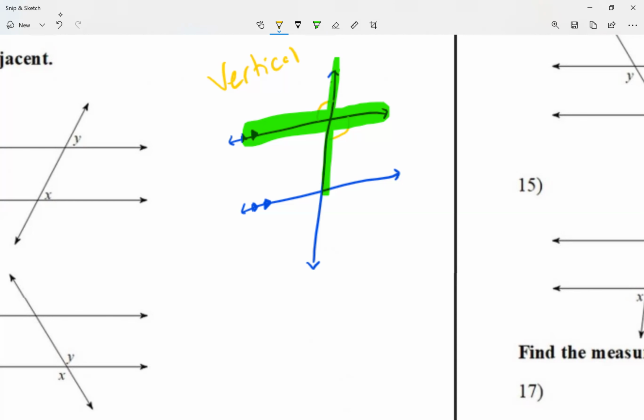Now, adjacent angles also happen when there's an X form. So again, I'm looking at this X, but adjacent means next to. So it would be this angle with this other angle. Adjacent angles are angles that are next to each other. There's still an X form, but they are next to each other, not opposite. Remember, opposite means far away. These are adjacent, so next to each other.